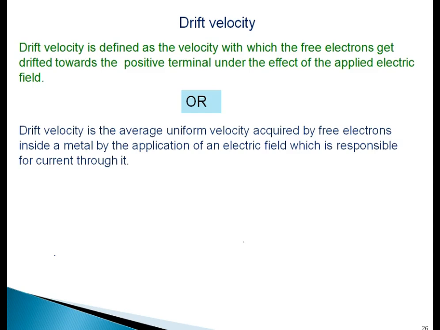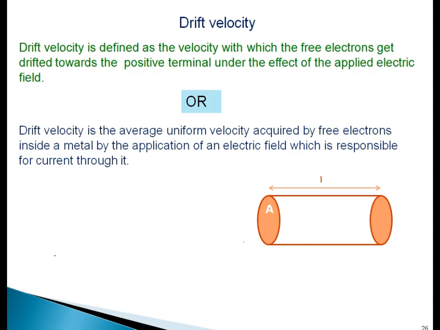Now you read the definition. Drift velocity is defined as the velocity with which the free electrons get drifted towards the positive terminal. Or you can say drift velocity is the average uniform velocity acquired by free electrons inside the metal by the application of an electric field. Like this, this is the cylindrical conductor of length L. There are two ends A and B. A is at high potential.